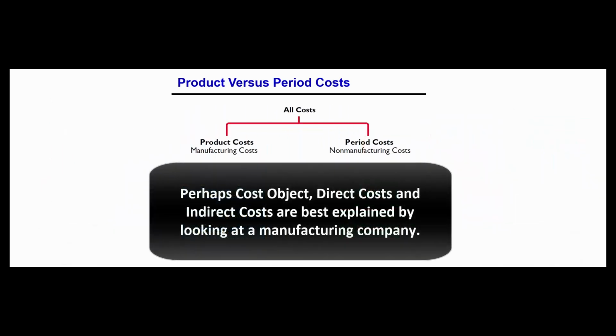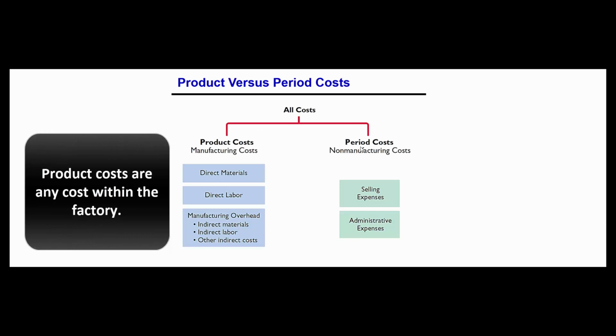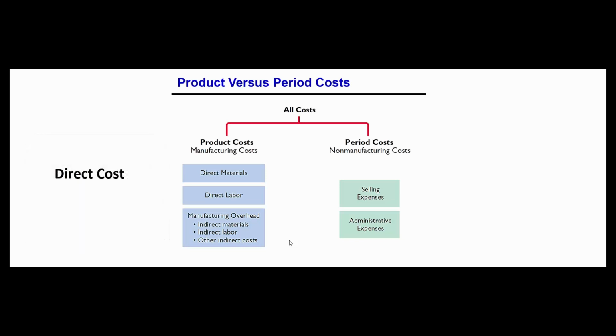And perhaps the best way to talk about cost objects and direct costs and indirect costs is to look at a manufacturer. First, we'll separate our product costs from our period costs. Product costs are any costs that are incurred within the factory, like direct materials, stuff that's easily traceable. Direct labor, labor costs that are directly traceable to the product that we're working on. And manufacturing overhead, indirect materials, indirect labor, and other indirect costs.